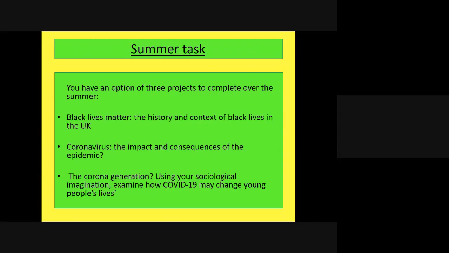The second one is coronavirus, the impact and consequence of the epidemic. Apologies if you can hear my daughter screaming downstairs. I don't know what's wrong with her. The impacts and consequences of the epidemic.